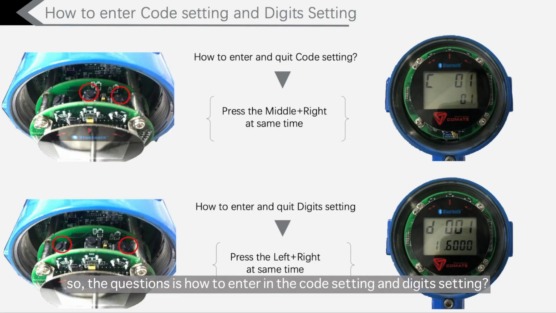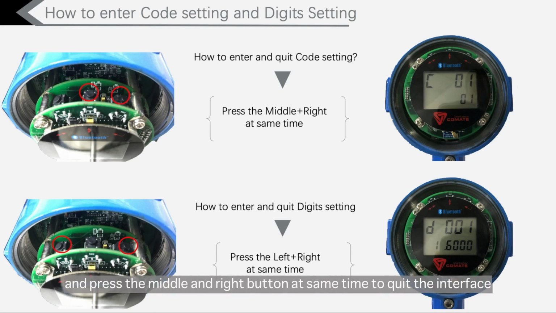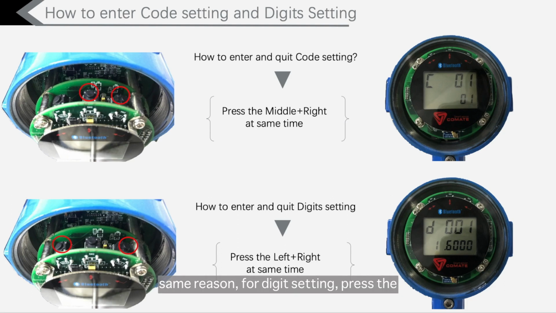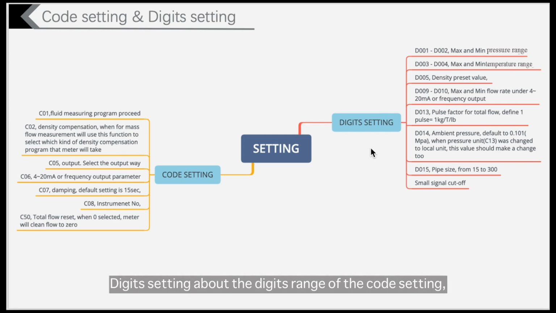So the question is how to enter the code setting and digit setting. Customers can press the middle and right button at the same time to enter the code setting, and press the middle and right button at the same time to quit the interface. Same reason, for digit setting, press the left and right button at the same time to enter, and the same operation to quit. Like I said, code setting is related to which function you want to proceed. Digit setting is about the digits range of code setting, the meaning of the function to proceed.